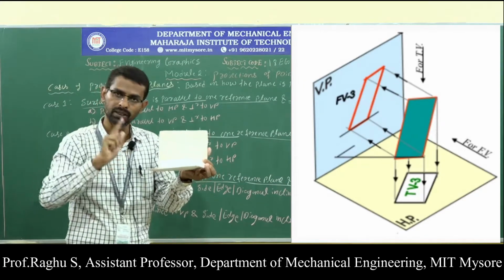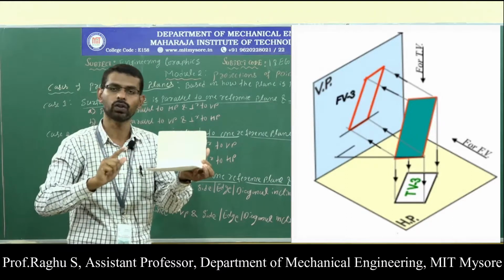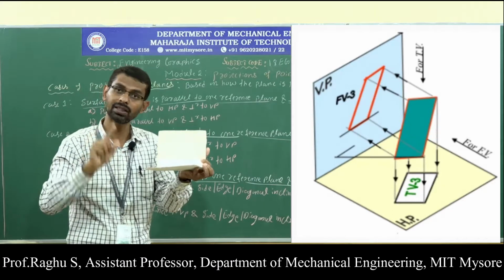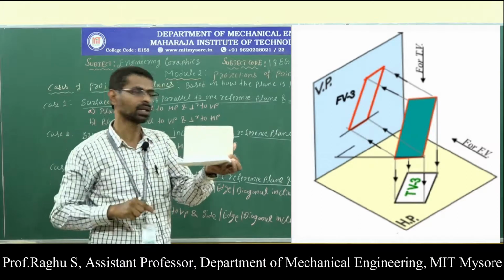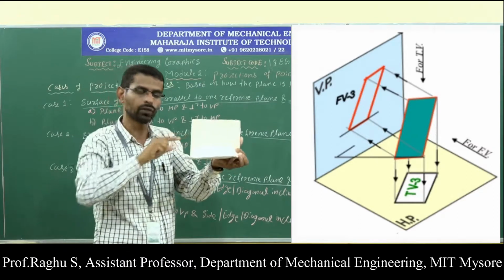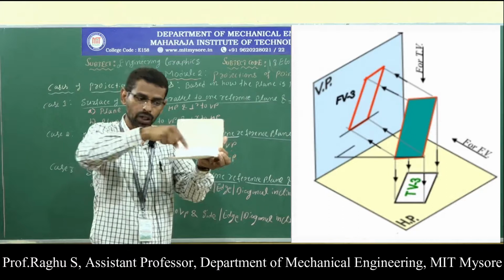Why am I supposed to place the lamina on HP? Because the lamina is inclined to HP. Considering the lamina inclination, first place the lamina completely on HP. Now draw the top view and front view. Here I will get the true shape on HP.